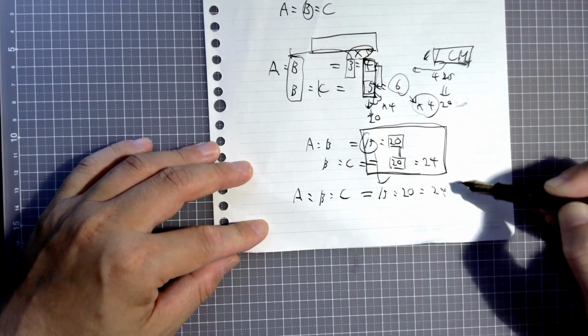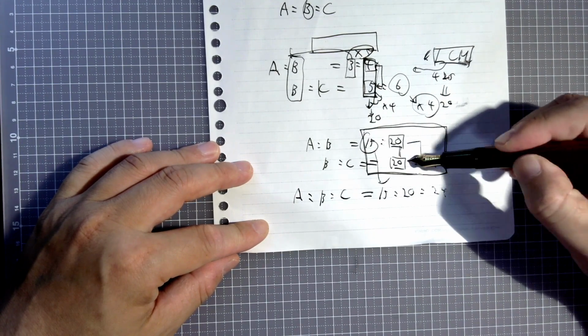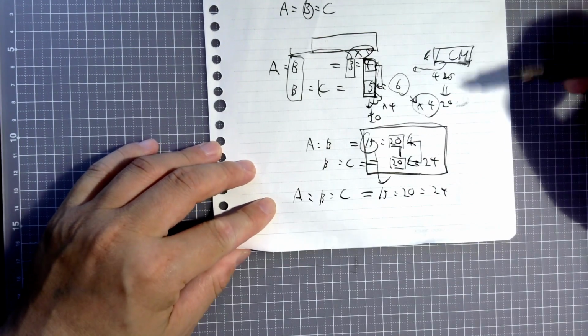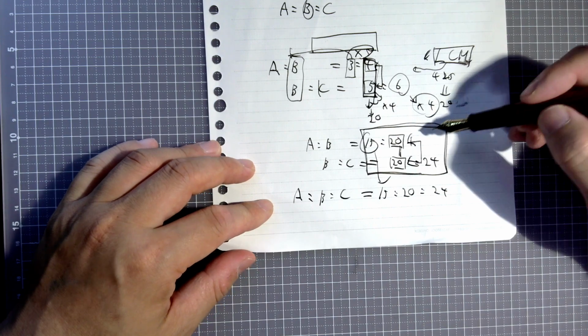So the key to solving this type of question is to standardize the shared value between the two ratios.